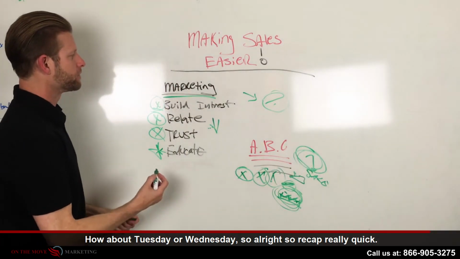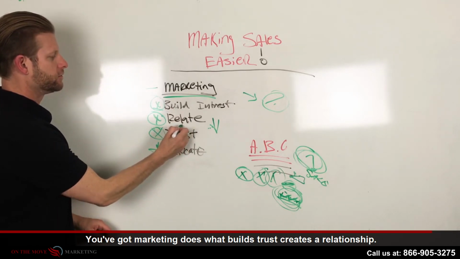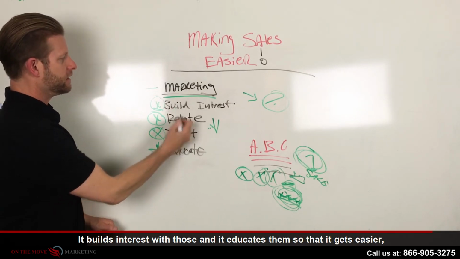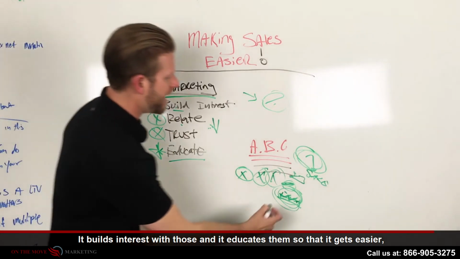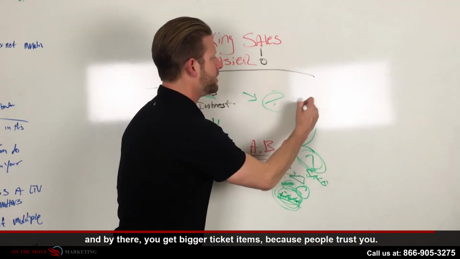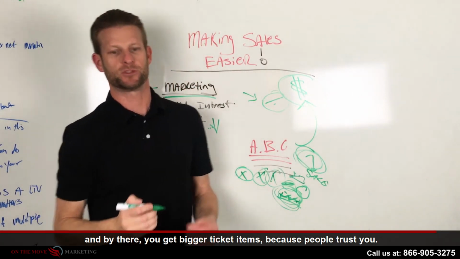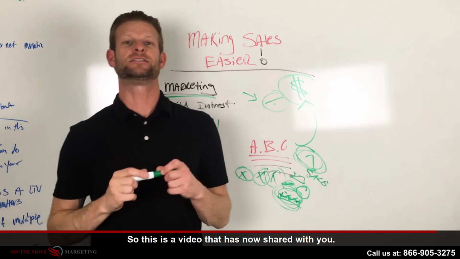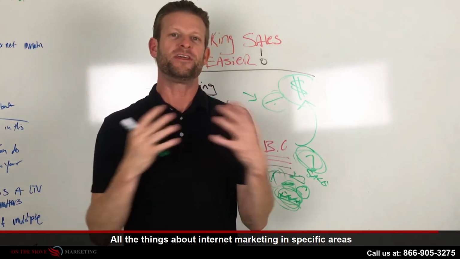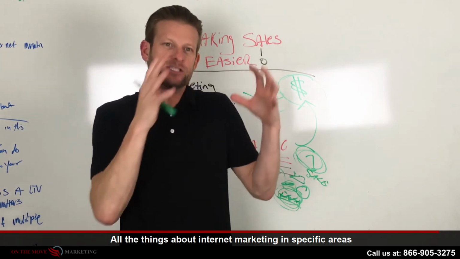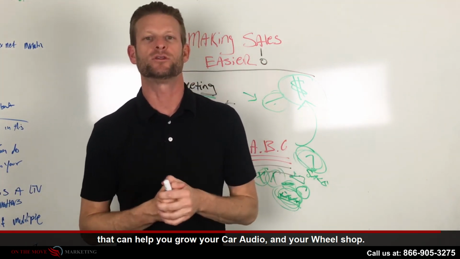So, all right, recap really quick. You've got marketing does what? Builds trust, creates a relationship, it builds interest, flip those, and it educates them so that it gets easier. And by there, you get bigger ticket items because people trust you. So this is a video that has now shared with you all the things about internet marketing in specific areas that can help you grow your car audio and your wheel shop.